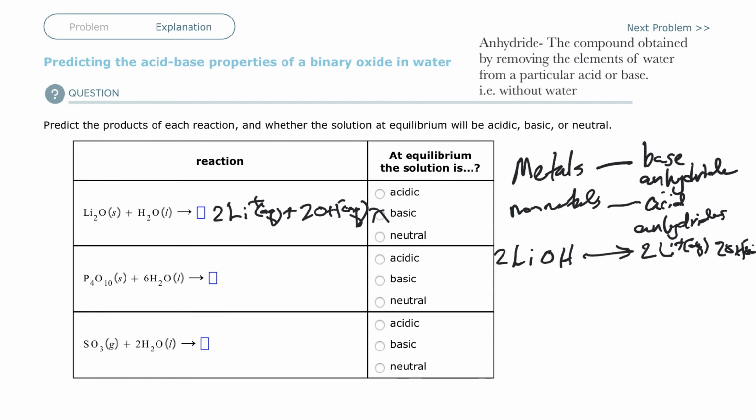Now, if metals form base anhydrides and nonmetals form acid anhydrides, then I look down here and I see, okay, P, that's a nonmetal, oxygen's a nonmetal, so this is a nonmetal. SO3, that's a nonmetal. Both of these are nonmetals. It's probably going to form an acid.